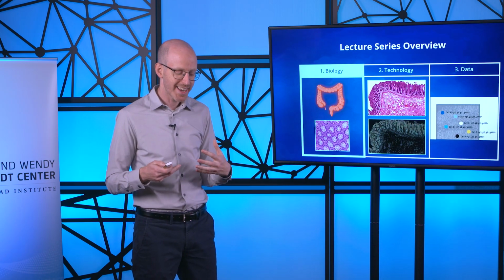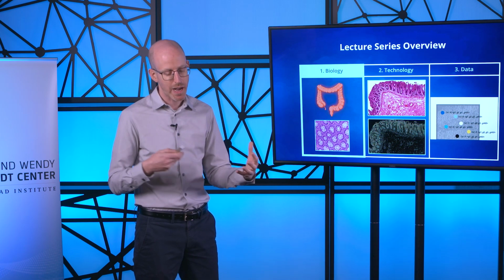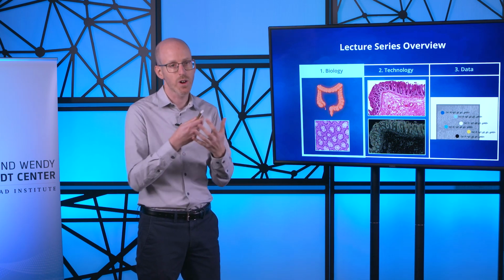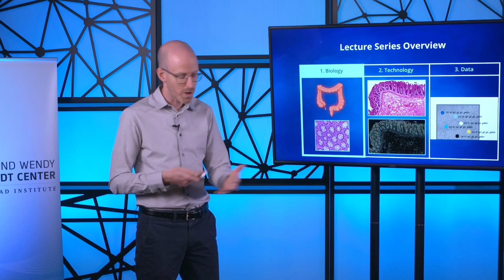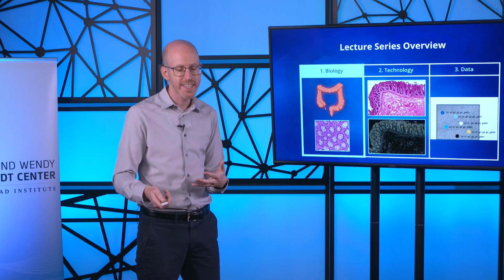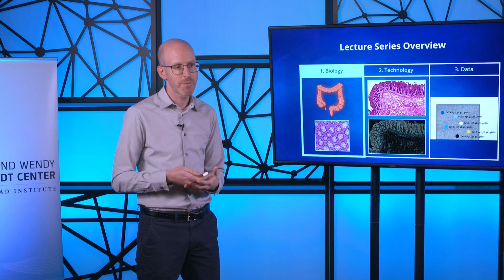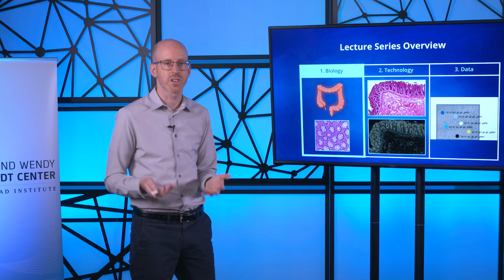So at this point, I've given you an introduction to the biology of autoimmune disease, in particular ulcerative colitis, and we've learned how pathologists can diagnose these diseases, and also how ulcerative colitis increases your risk of cancer and why that means we need better ways to detect cancer earlier.